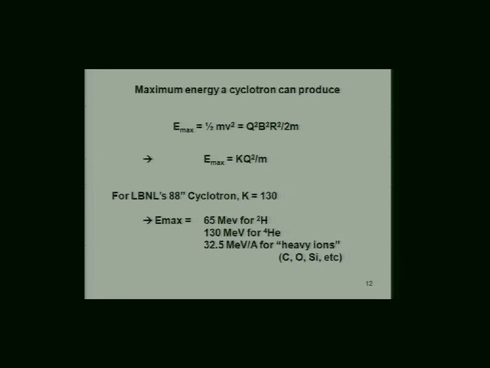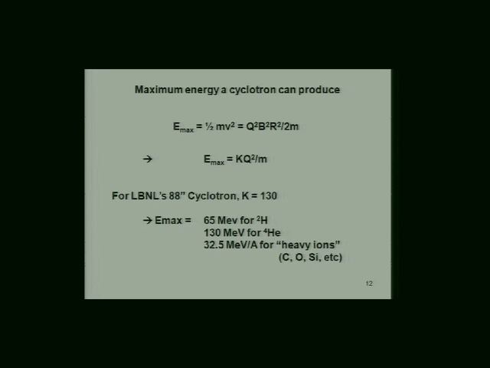They're given by whoever made the machine. And so we can combine them into something called K. It's a constant which defines the particular machine you're working with. And then the maximum energy is K times Q squared over M.